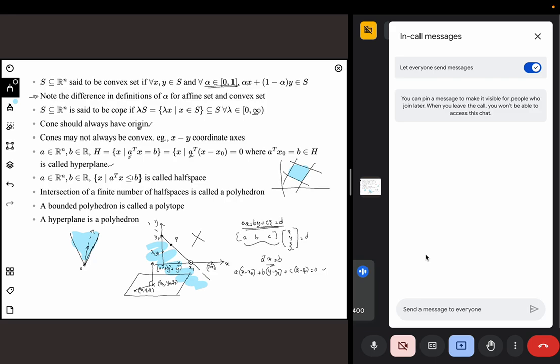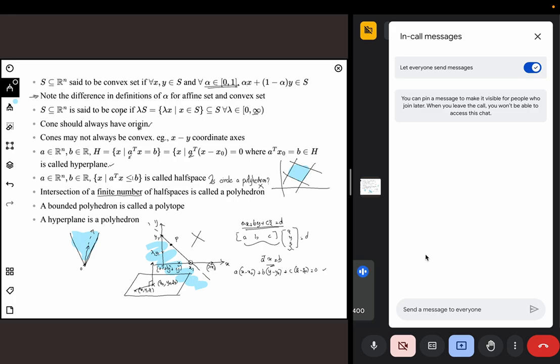Okay, so is a circle a polyhedron? If you draw a line and we are saying less than or equal to b, it means only this part of the line is considered, the other part is excluded. So is a circle a polyhedron? No, this is not a polyhedron because we need a finite number. In order to represent a circle, you would need an infinite number of tangents, so it is not a polyhedron.